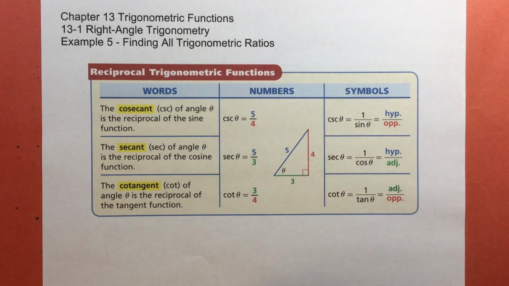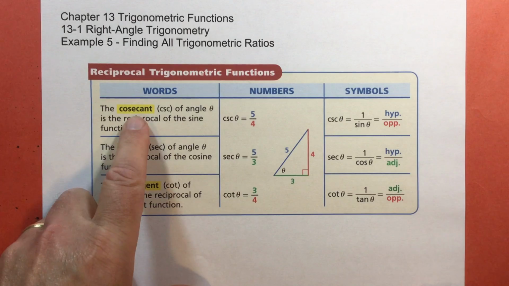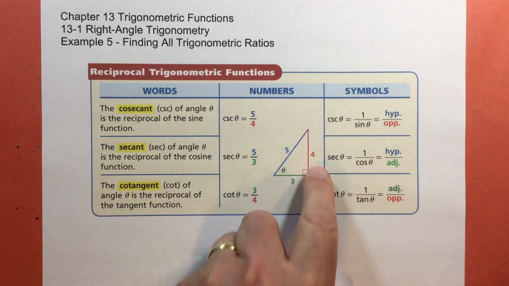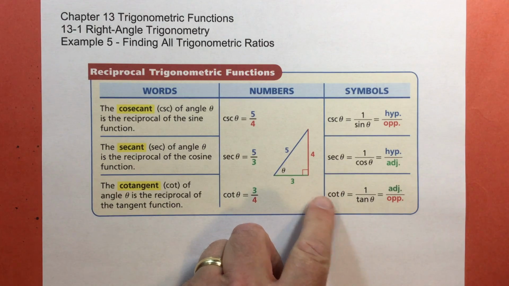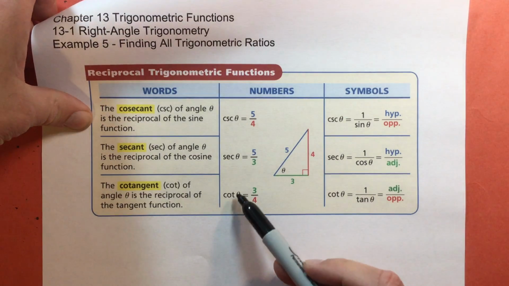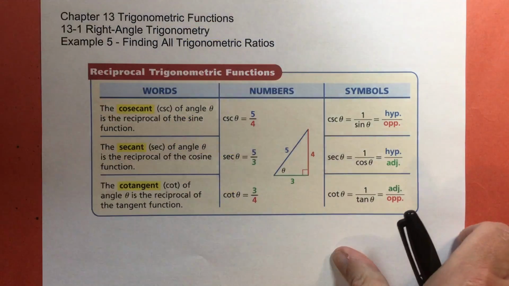So here's the other ones. Cosecant, secant, cotangent. The abbreviations for cosecant are CSC, secant is SEC, and cotangent is COT. And again, Dr. Berger's not putting the parentheses around these like he should be.